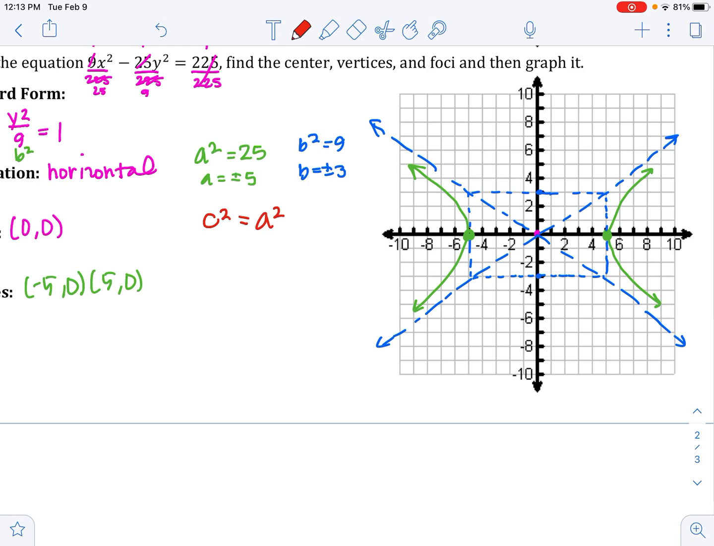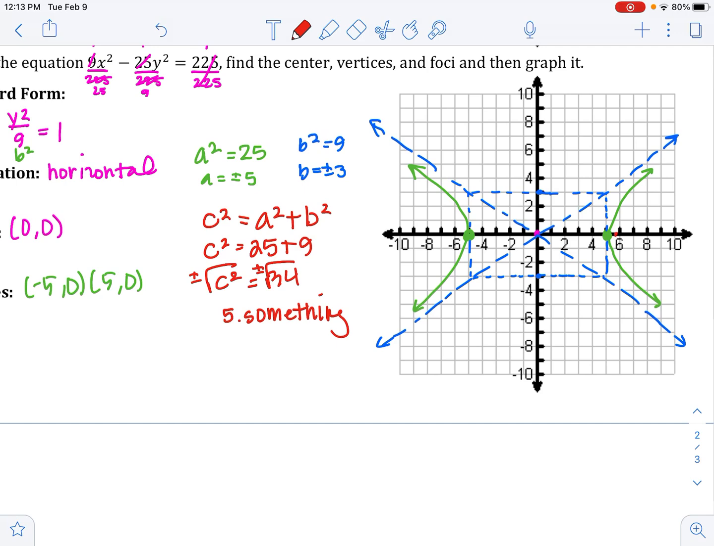And then the very last thing I need to find is c. C squared is equal to a squared plus b squared for a hyperbola. C squared is equal to 25 plus 9. C squared is equal to 34. Square root, plus or minus. Root 34 is not simplifiable. I am going to approximate it. It's a little bit less than root 36, so it's 5 point something.